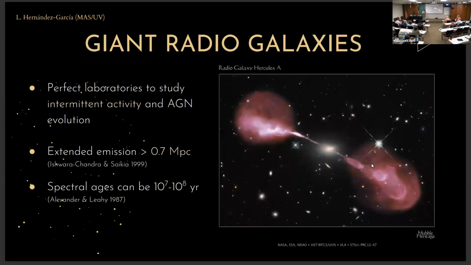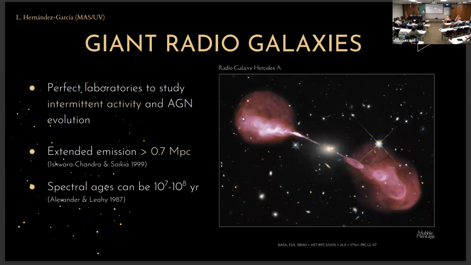But there is one kind of galaxy which are perfect laboratories to study recurrent activity in AGN, and these are giant radio galaxies, which are defined as having linear extended emission larger than 0.7 megaparsecs. So this means that the size from lobe to lobe is larger than 0.7 megaparsec.